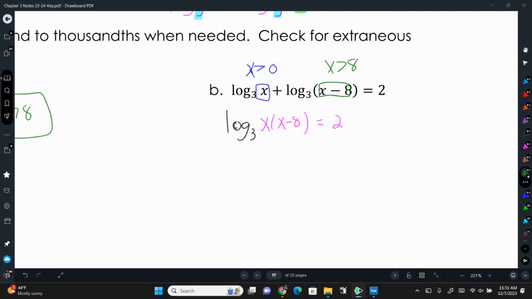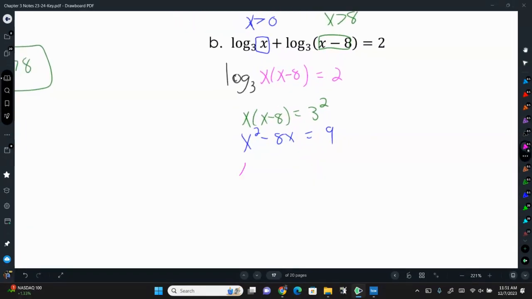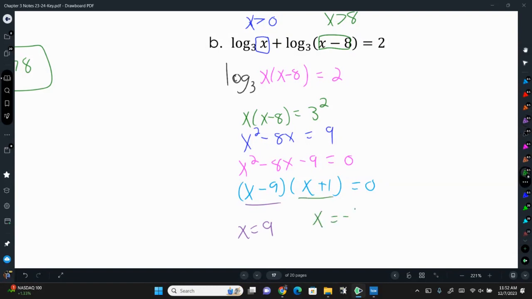Then we can change this to exponent form. So we have x times x minus 8 equals 3 to the second power. Distribute the x, so we have x squared minus 8x equals 9. And then when we subtract 9 from both sides, this is going to give us x squared minus 8x minus 9 equals 0. Well, that's a quadratic that we can factor. Two numbers that multiply to negative 9 but add to negative 8. That's going to be x minus 9 and x plus 1. That makes our solutions x equals 9 and x equals negative 1.